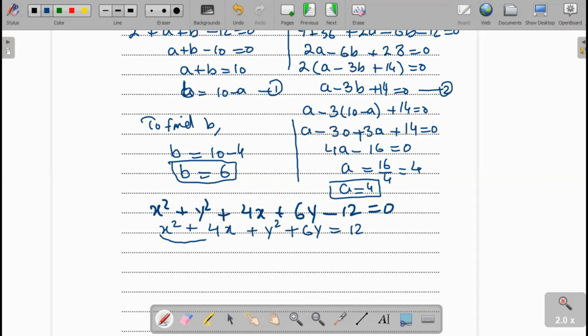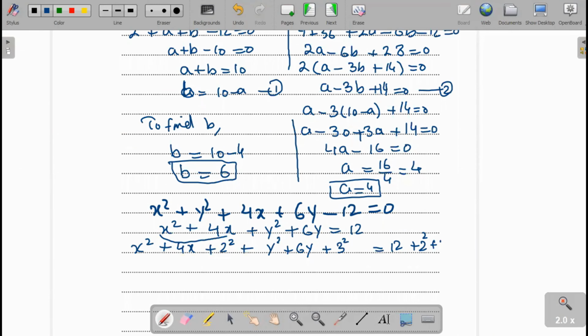Now we complete the square for x squared plus 4x. The coefficient of x is 4, we take the half, which is 2. Now we square 2 and add 2 squared on both sides. Y squared is written as it is, 6y is written as it is, and we take the half of 6, which is 3. Now we add 3 squared on both sides.